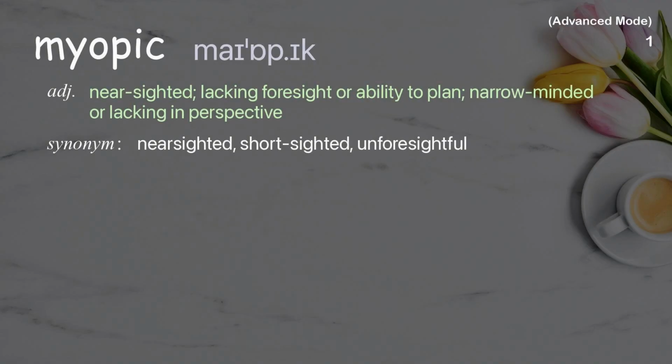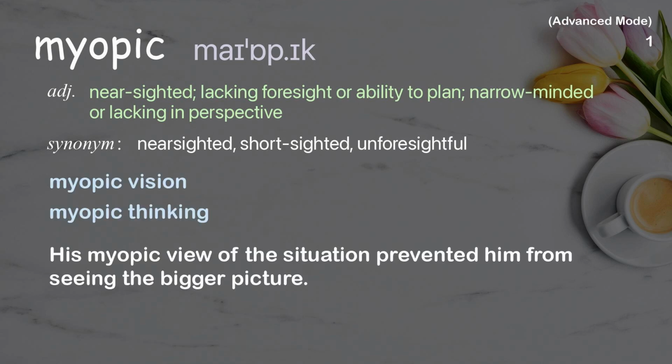Myopic. Nearsighted, lacking foresight or ability to plan, narrow-minded or lacking in perspective. Examples. Myopic vision. Myopic thinking. His myopic view of the situation prevented him from seeing the bigger picture.